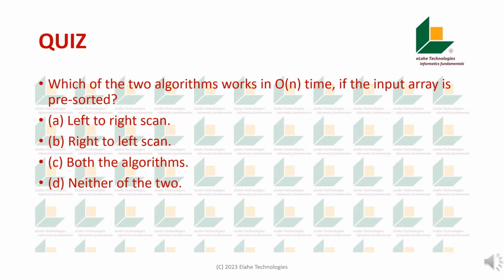A quick question. We presented 2 algorithms for the leaders in an array problem. Which of the 2 algorithms works in order n time, assuming the input array comes pre-sorted? Option A, left to right scan. Option B, right to left scan. Option C, both the algorithms. Option D, neither of the 2. The correct answer is option B, the algorithm involving the right to left scan.